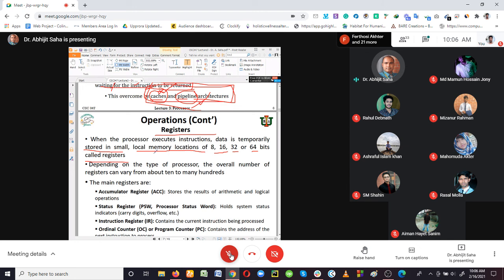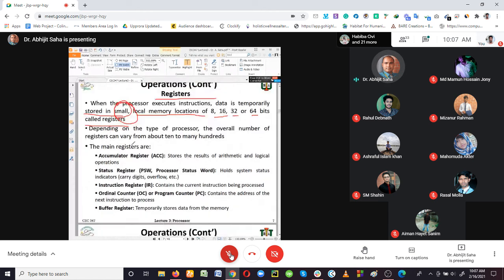So you can see that the registers are 8 or 16 or 32 or 64 bits. These are very small size memory inside the processor. Already I said this line: depending on the type of processor, the overall number of registers can vary from about 10 to many hundreds.